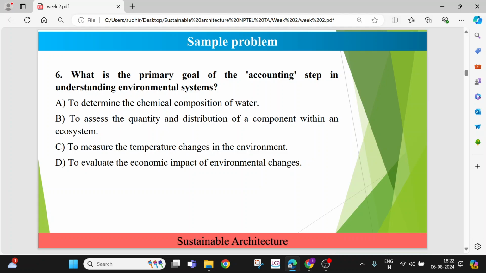And all these things were discussed in the first lecture of week 2, that was related to water management. So is it fine?